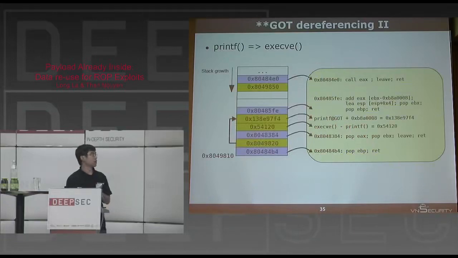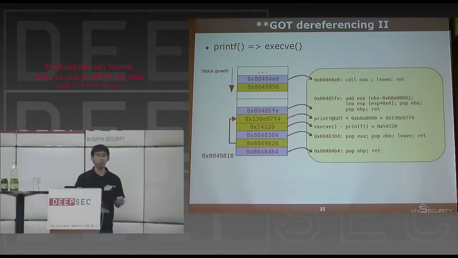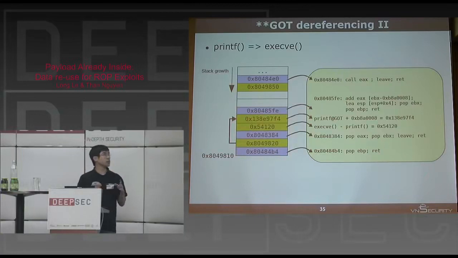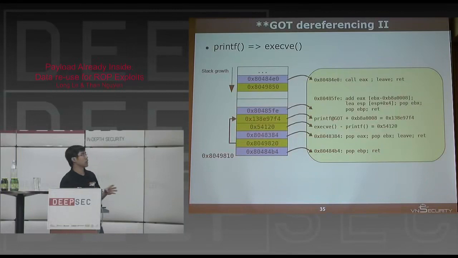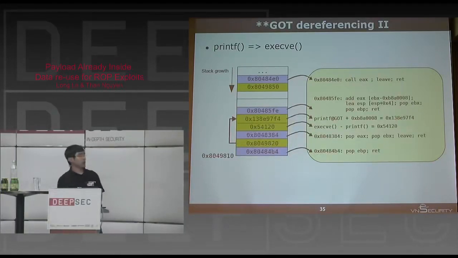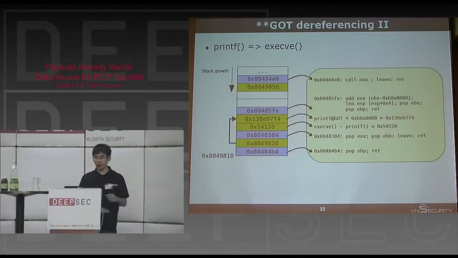For example, this one is an example of dereferencing from printf to execve. It's quite the same as the previous example, except that at the end we actually call execve instead of calling the printf GOT entry. In this dereferencing, the printf GOT entry is still on the stack. I mean, we don't modify or override the GOT entry of printf, we just resolve the address of execve based on the current address of printf.